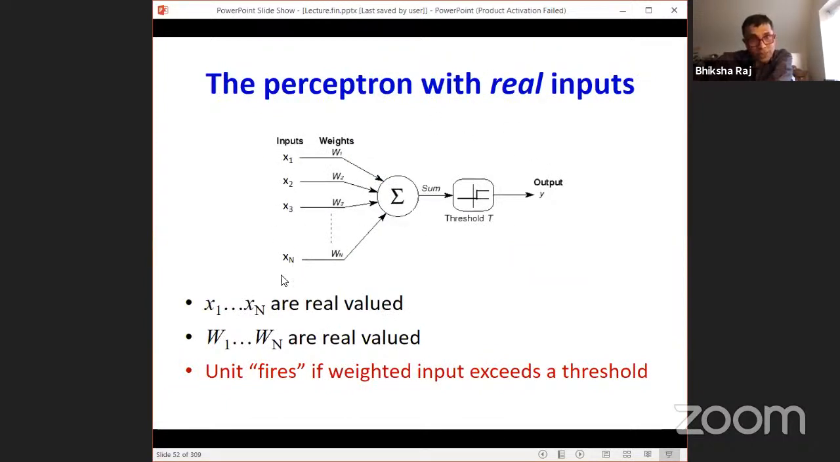Now, these inputs are all real valued. X1 through XN are real valued, and the weights are also real valued. And so now this perceptron is going to fire if the weighted sum of all of the inputs, which is a real value, exceeds a threshold.